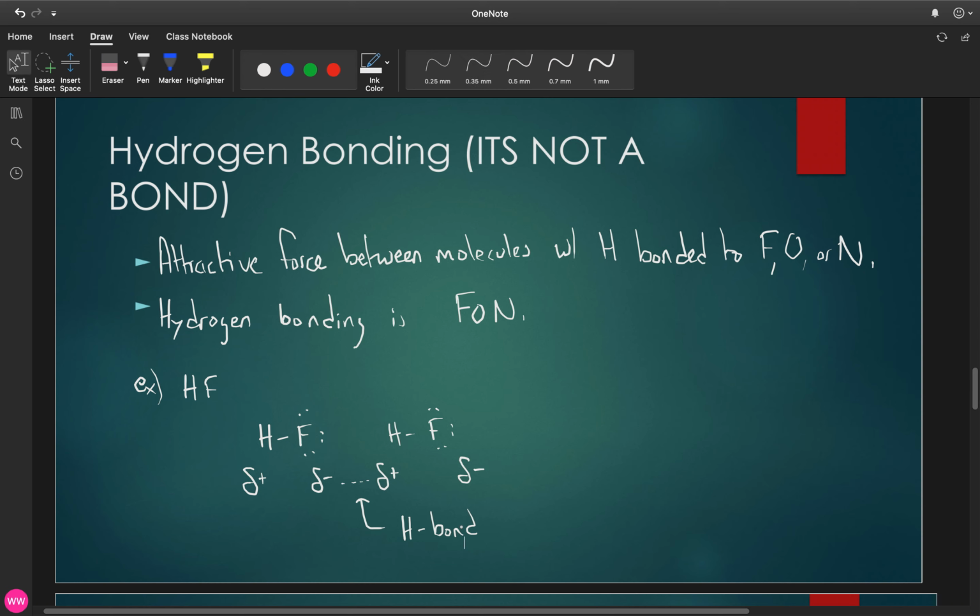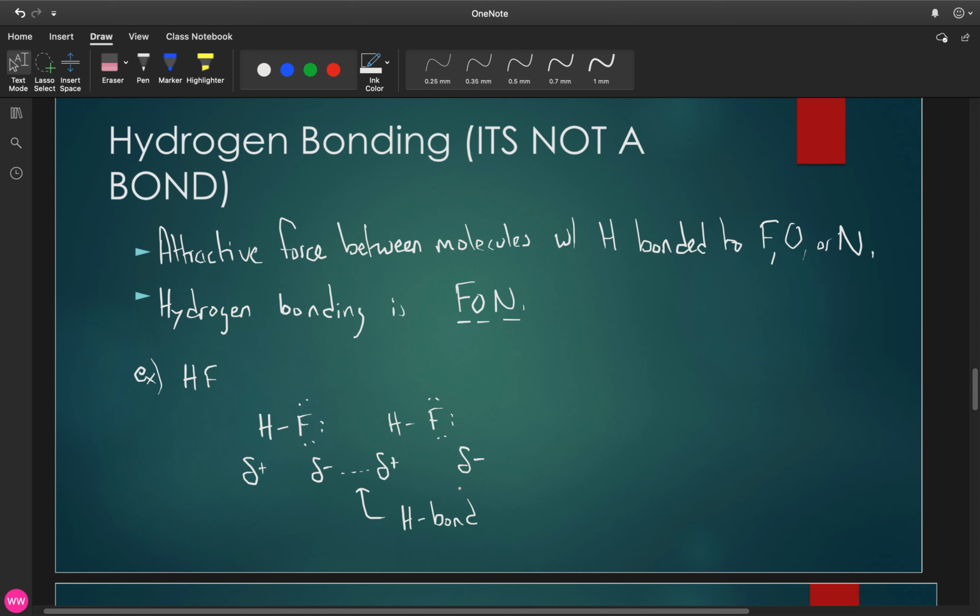And once again, a hydrogen bond is just a stronger dipole-dipole force. The reason for that is because fluorine, oxygen, and nitrogen are very electronegative. So therefore, they can actually remove the electrons from the bond better than other elements can. And therefore, the intermolecular force between hydrogen and fluorine of different molecules is actually quite strong.